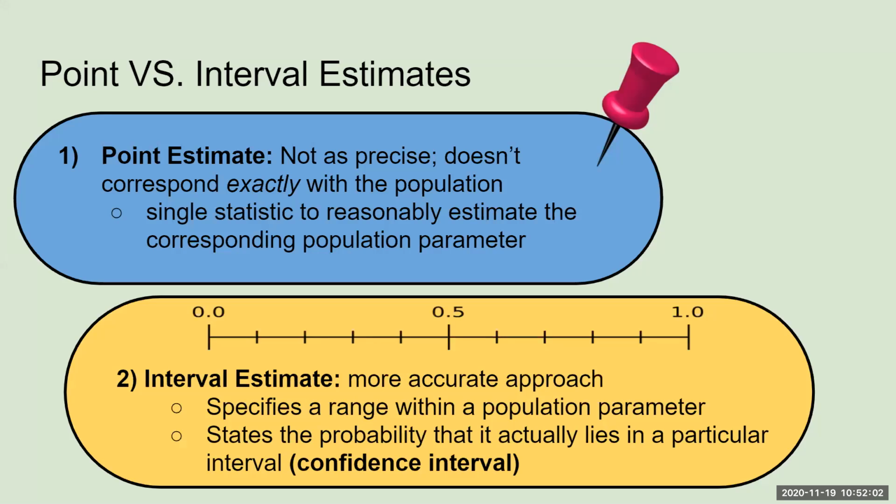Now, once we tackled all of these errors, we want to see what kind of ways we can estimate. So there are two types of estimates we can make to estimate the population. The first one is what we call a point estimate. It's not precise and doesn't correspond exactly with the population, but it's a single statistic that can help us estimate it. So let me give you an example.